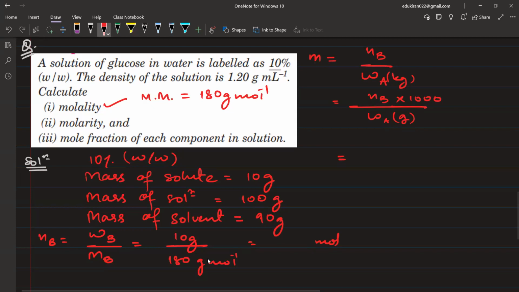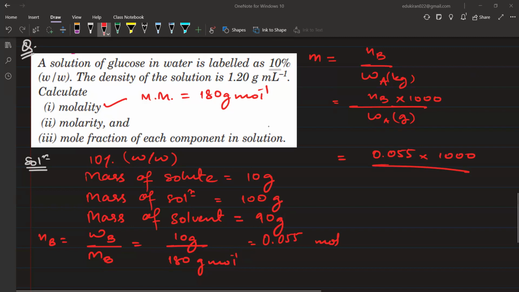Tell me, what is the number of moles? Did you get 0.055? Okay. So 0.055 into 1000 divided by 90 divided by 1000. Divided by how much? 1000. 5000. Because gram to kilogram.